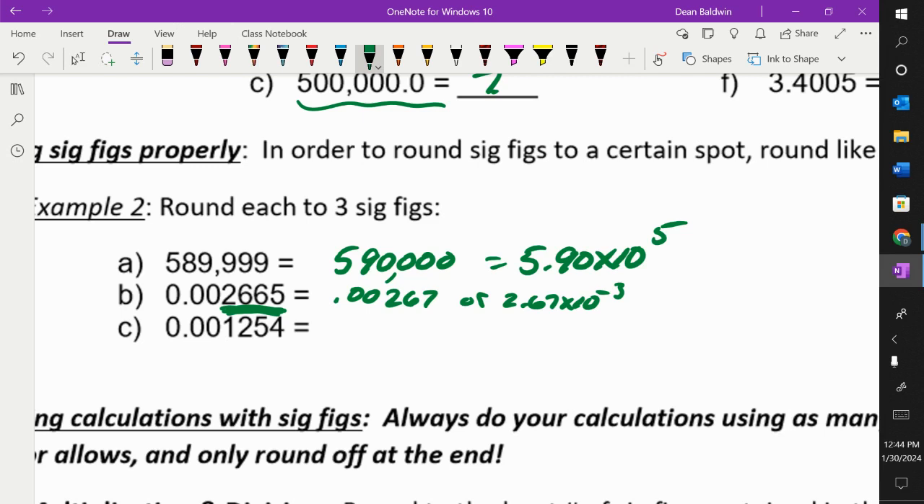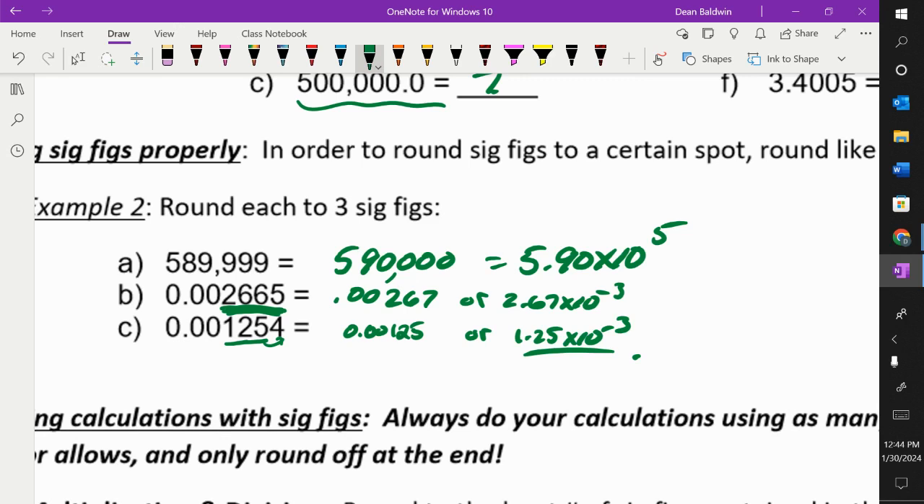And 0.1254. What does that round to? 3 sig figs. Look at these two and look at the one beside it. Does the 4 kick it up? No. So 0.125, or 1.25 times 10 to the minus 3. Okay.